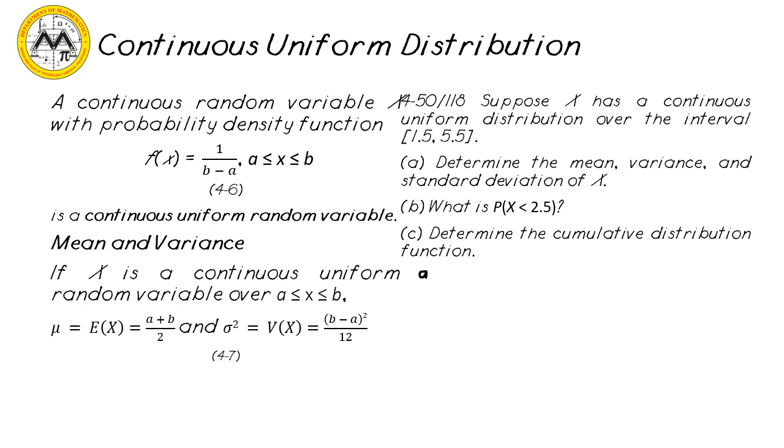For letter A, the mean is equal to a plus b over 2. So that would be 1.5 plus 5.5 over 2. You may use your calculator for this. It is equal to 3.5.